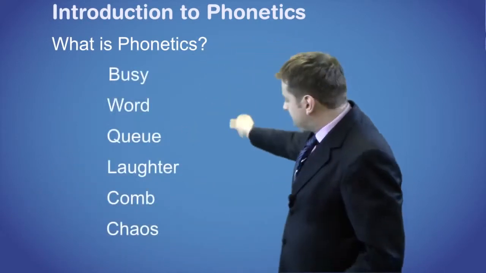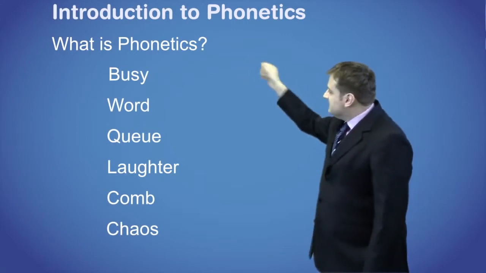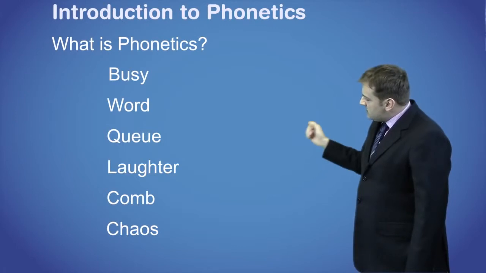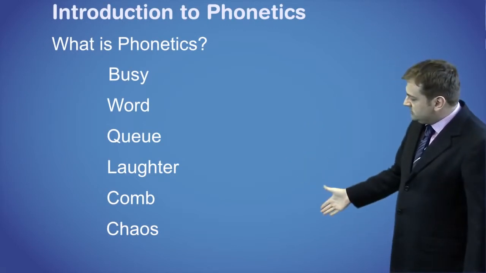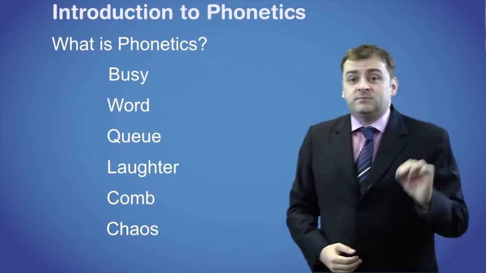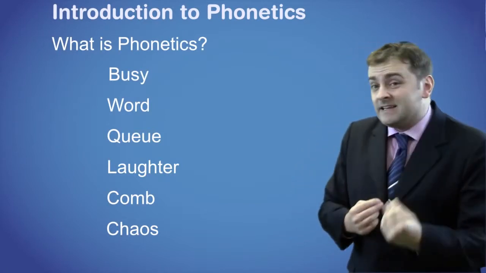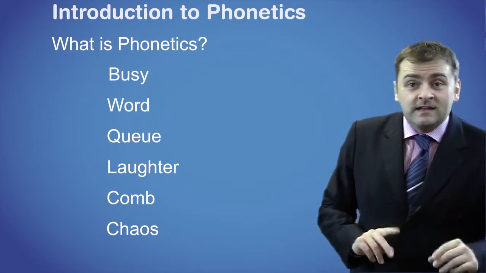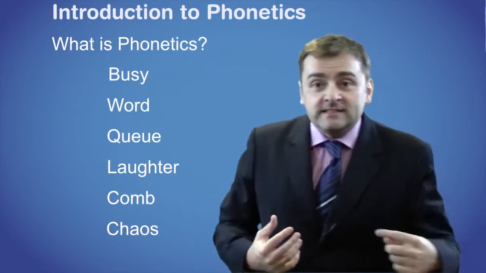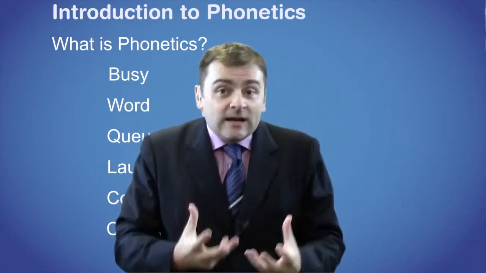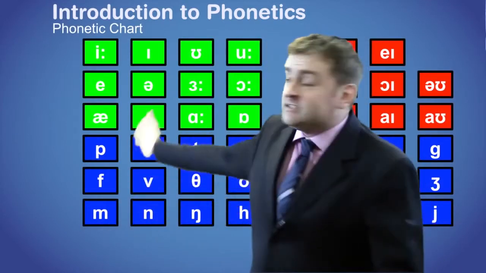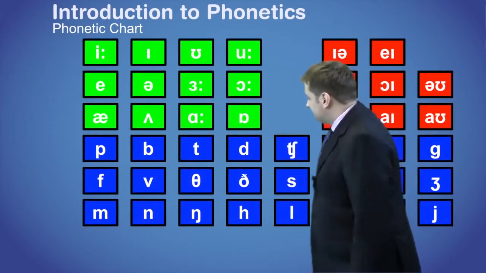Look at these examples. Busy, word, cue, laughter, cone, and chaos. All of these words, and many more, can be difficult to pronounce because the spelling in English is not phonetic, and it's often very inconsistent. So phonetics gets around this by looking at the actual sounds that make up a word and not how it's spelt.